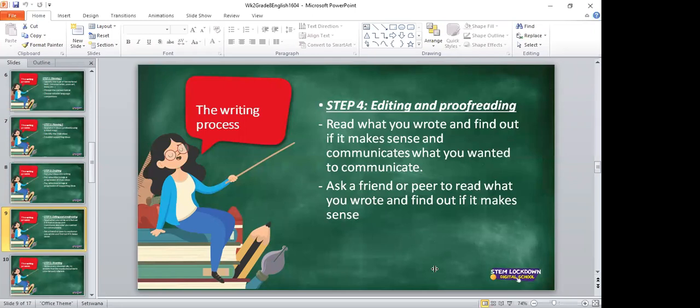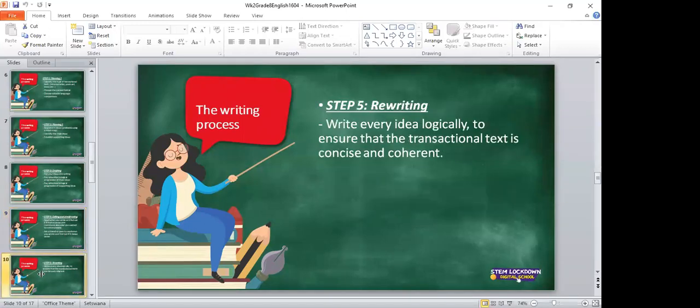Remember, I am done. The lesson is done. I'm just using the remaining minutes to recap everything for everybody because there were different questions. Some were asking questions about step 2, some about step 5. So it is a good idea to go through everything again, for the benefit of everybody. Step 5, rewriting. You write every idea logically to ensure that your text is concise.